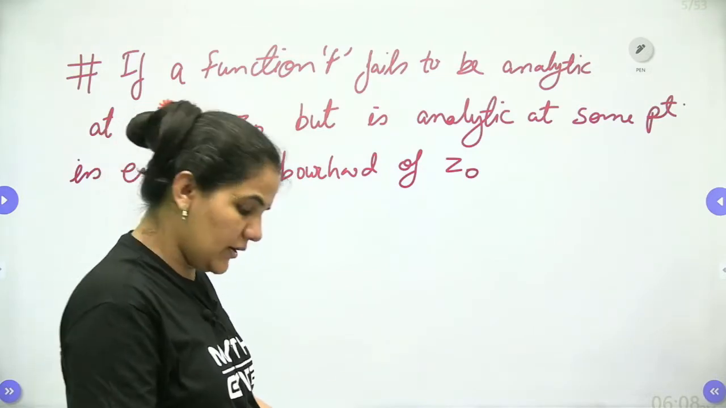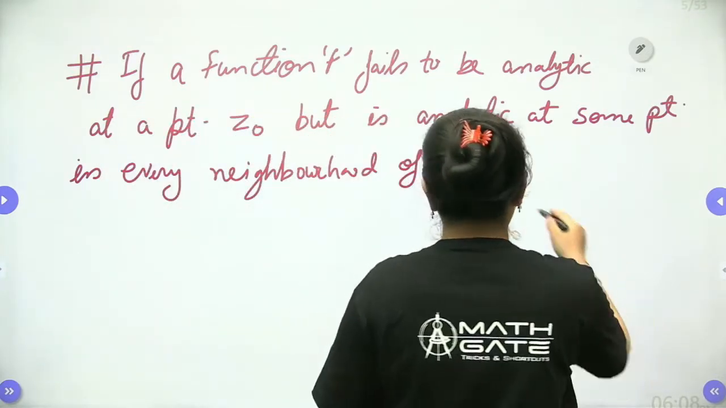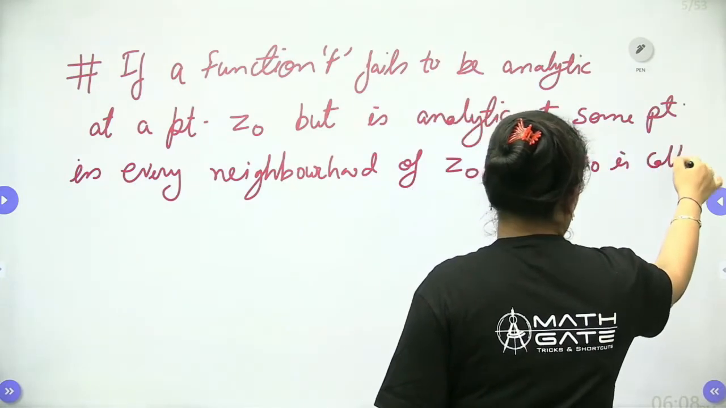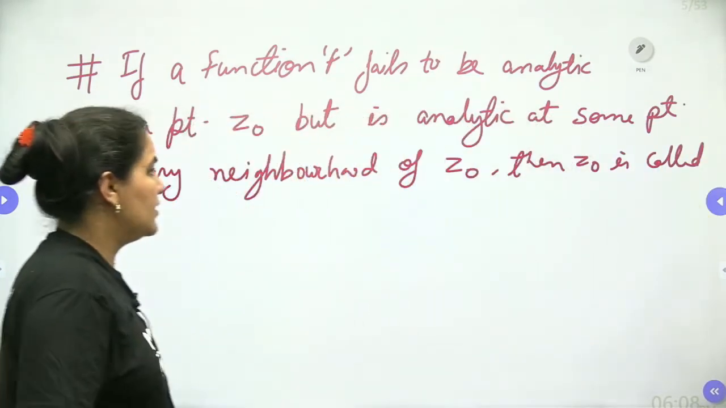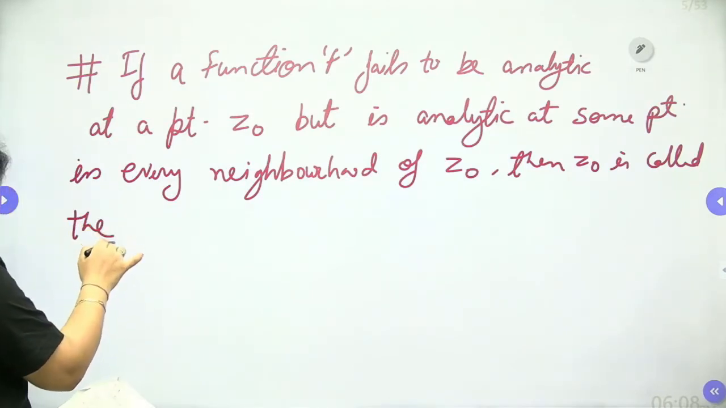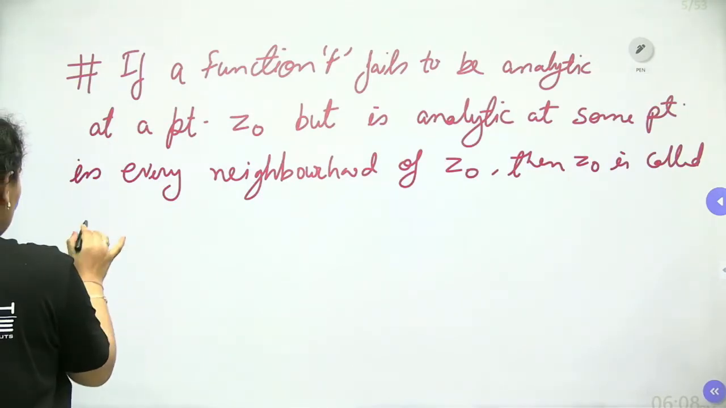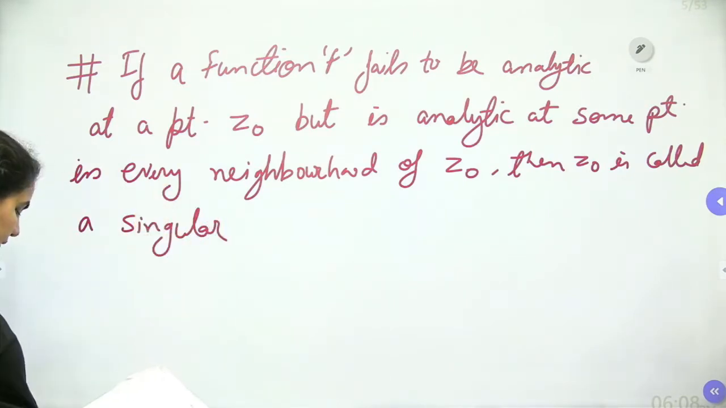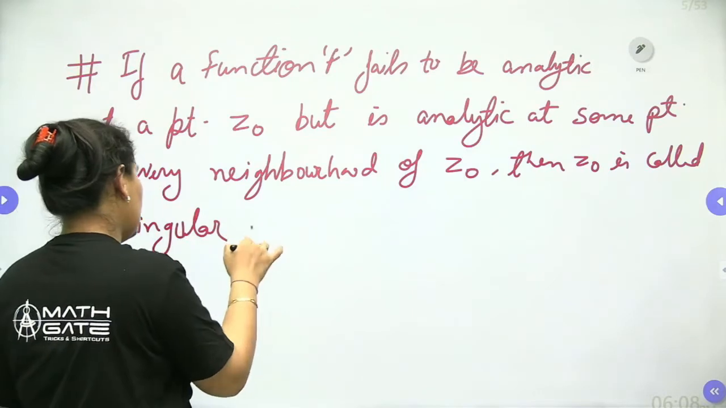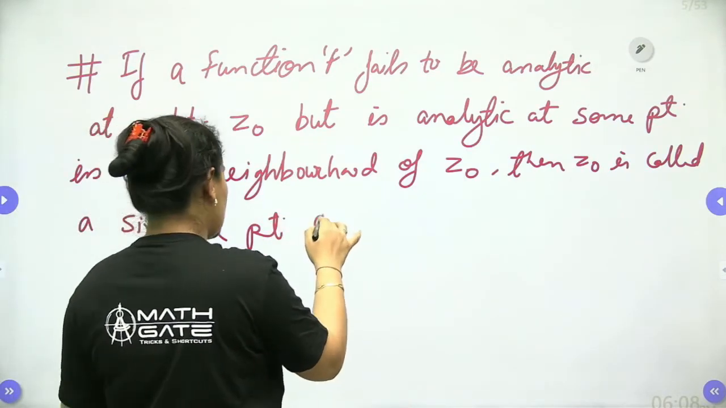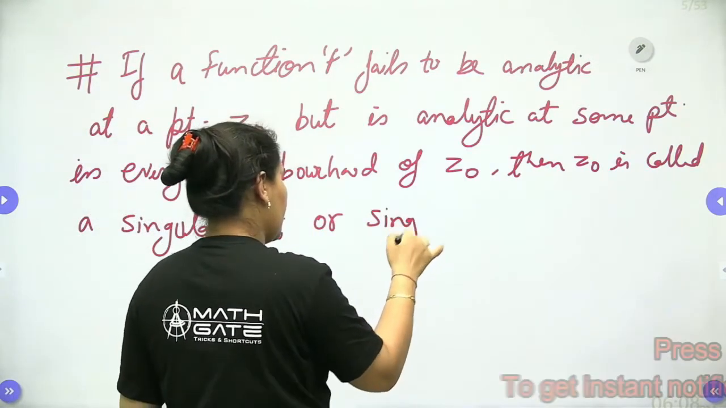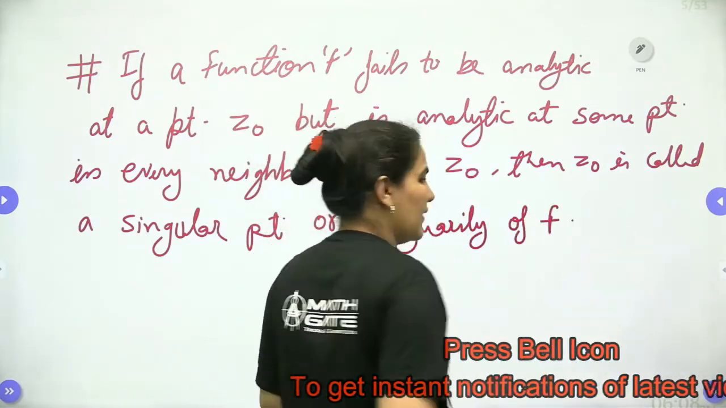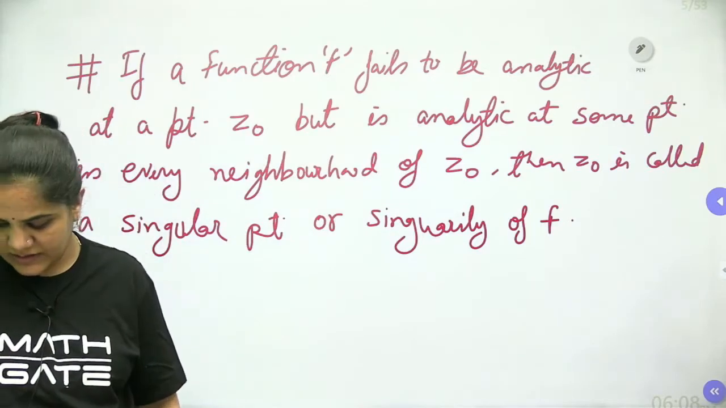it's a mathematical definition of singular points. In every neighborhood of z0, then z0 is called the singular point. z0 is called a singular point for the given function f, or a singularity of the given function f. Clear, guys, right?